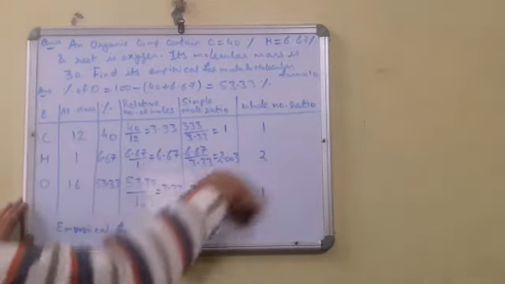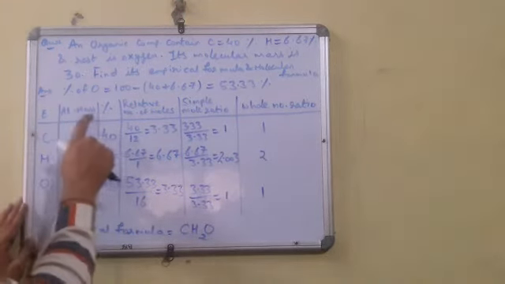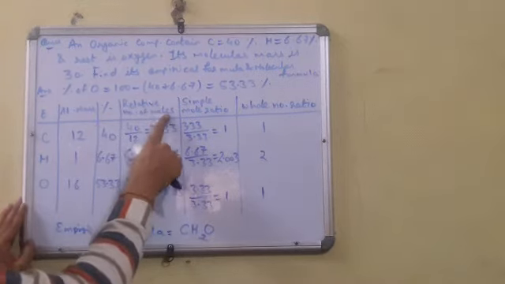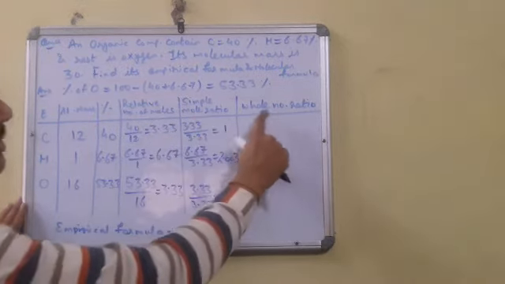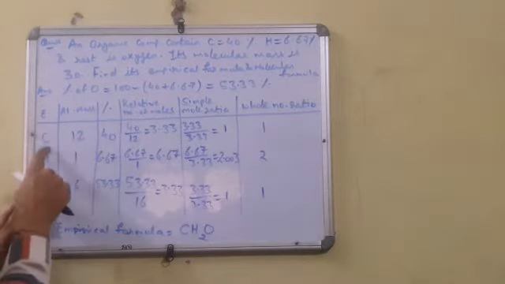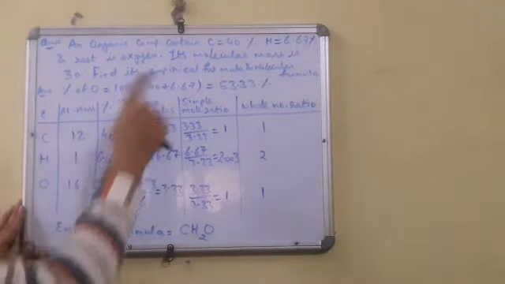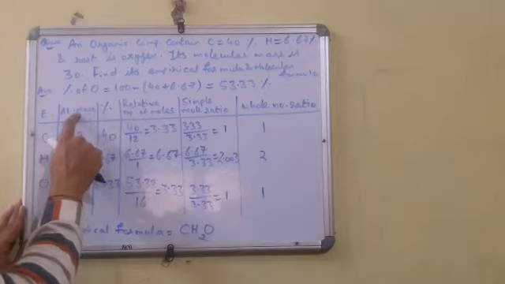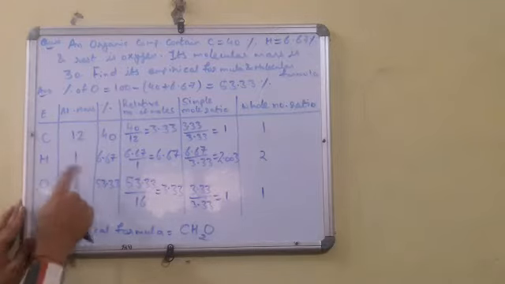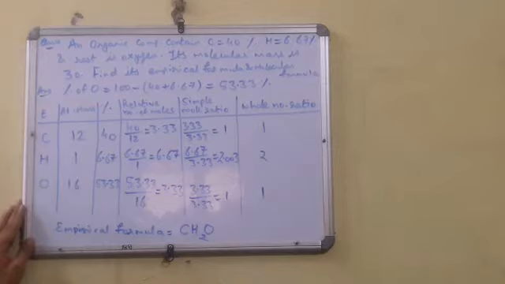We have to make this table. This is element, this is atomic mass, this is percentage, this is relative number of moles, this is simple mole ratio, this is whole number ratio. Understood? Now, the elements are carbon, hydrogen and oxygen. There are 3 elements in this compound. We know that the atomic mass of carbon is 12, the atomic mass of hydrogen is 1, and the atomic mass of oxygen is 16. Fine. Now, the percentage is given in the question.